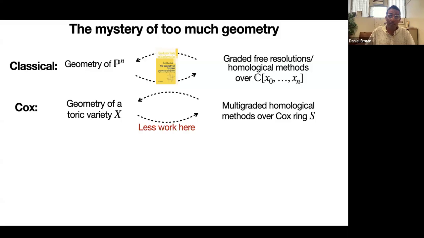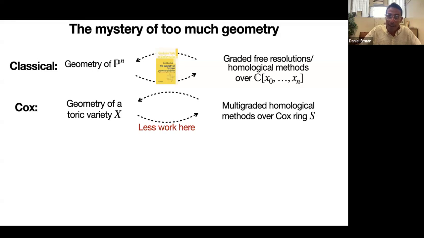David Cox's work introducing these multigraded rings suggests we should have a similar picture where the geometry of a toric variety or subvarieties of a toric variety is in conversation with free resolutions and homological methods and things like this over a multigraded polynomial ring. The picture's a little less robust. In particular, Cox's theorems were much more about going from the algebra side to the geometry side. And so there's a little less work in the opposite direction. But that was the picture, at least, that came out of his work.